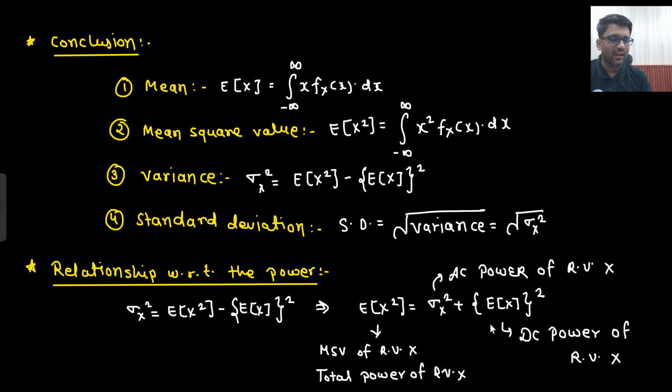Okay. So I usually remember this particular thing: mean square, this is the square of mean, square of mean. So this shows the DC power of random variable x. And this shows the AC power of random variable x, and this is the total power of random variable x. Well and good.